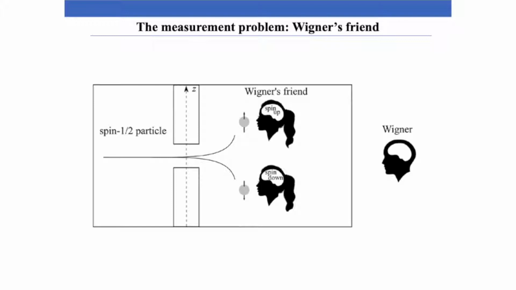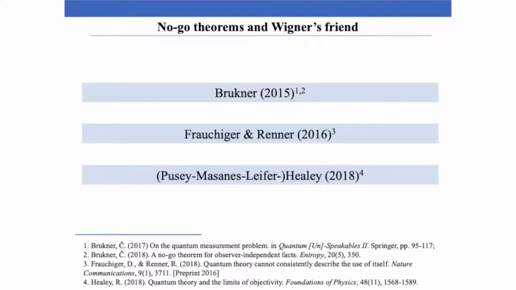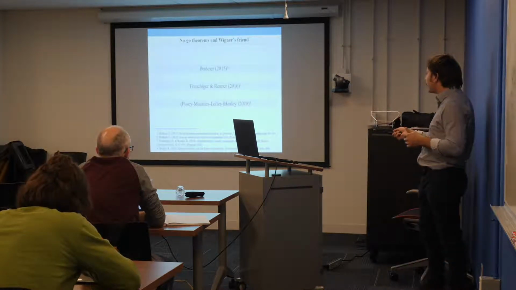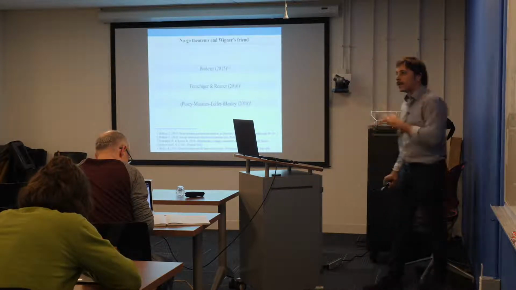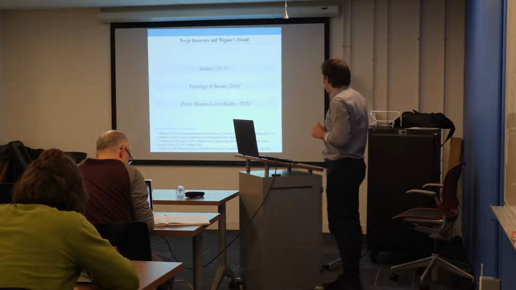Okay, we have seen that in recent years, the problem of Wigner's friend has been addressed from the point of view of these no-go theorems. Brukner in 2015 and then a restatement in 2018, Frauchiger and Renner. And more recently, Richard Healy, following what I've called this theorem, Pusey, Masanes, Leifer, Healy. There are several people who have conformed to this kind of argument, which is very similar to Brukner's one, but has certain differences that I'm going to expand in detail now, in the second part of my talk.